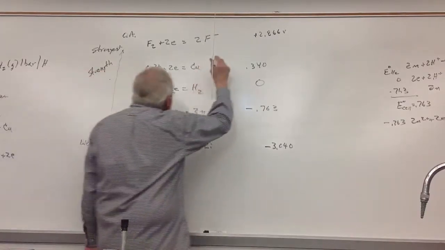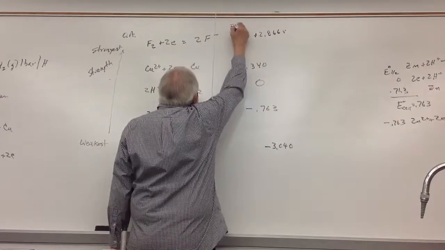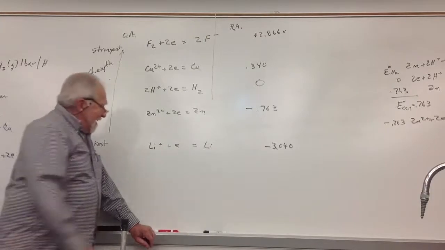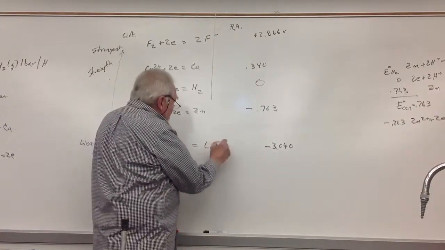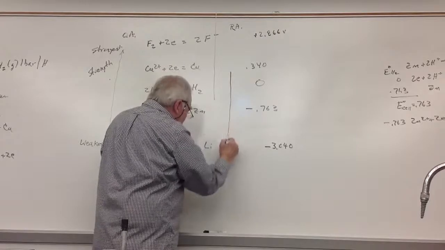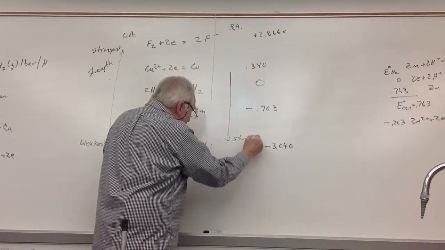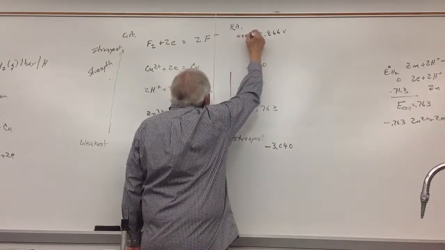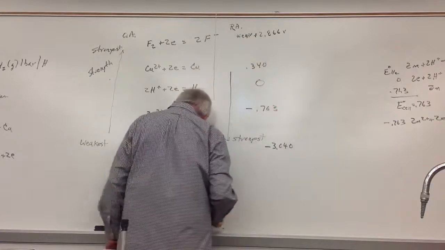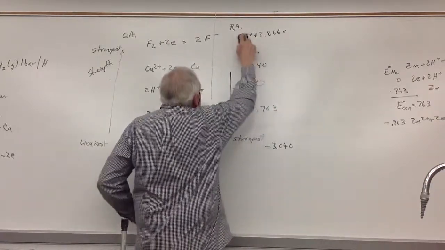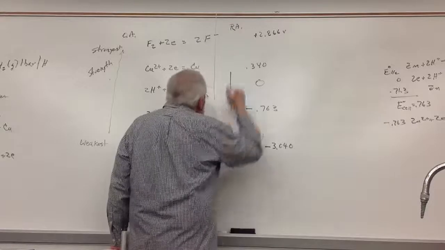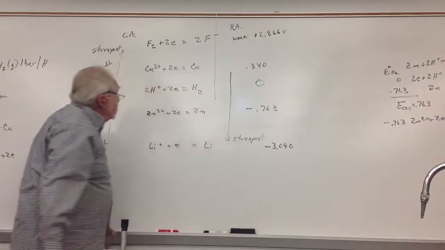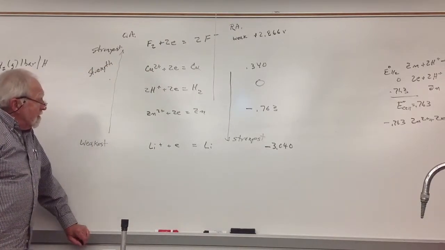And in this column, we must have reducing agents. And this is the strongest reducing agent. Here we go, it comes down. That's not good. Okay. So you give you tables like that.